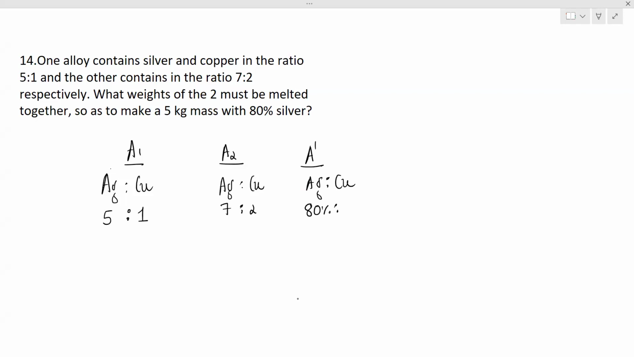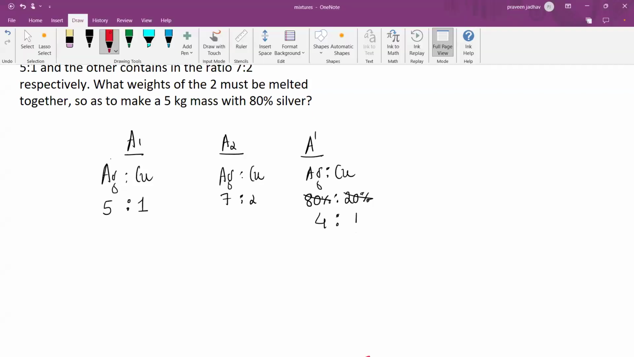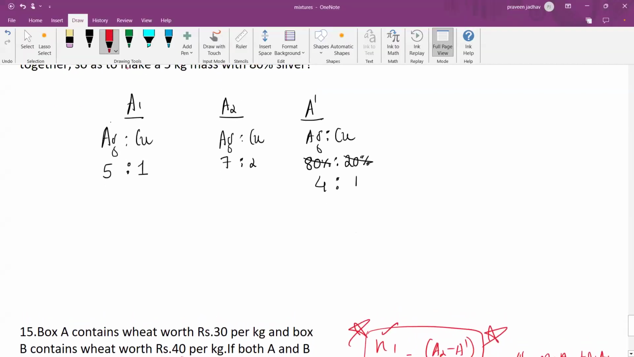Forget about the 5 kg mass. Just tell me, if 80% is silver, how much will be copper? 20%. Yeah. So what is the ratio between silver and copper here? 4 to 1. True. Till here everyone arrived. Even if you could not on your own, is the class comfortable till here? Yeah.